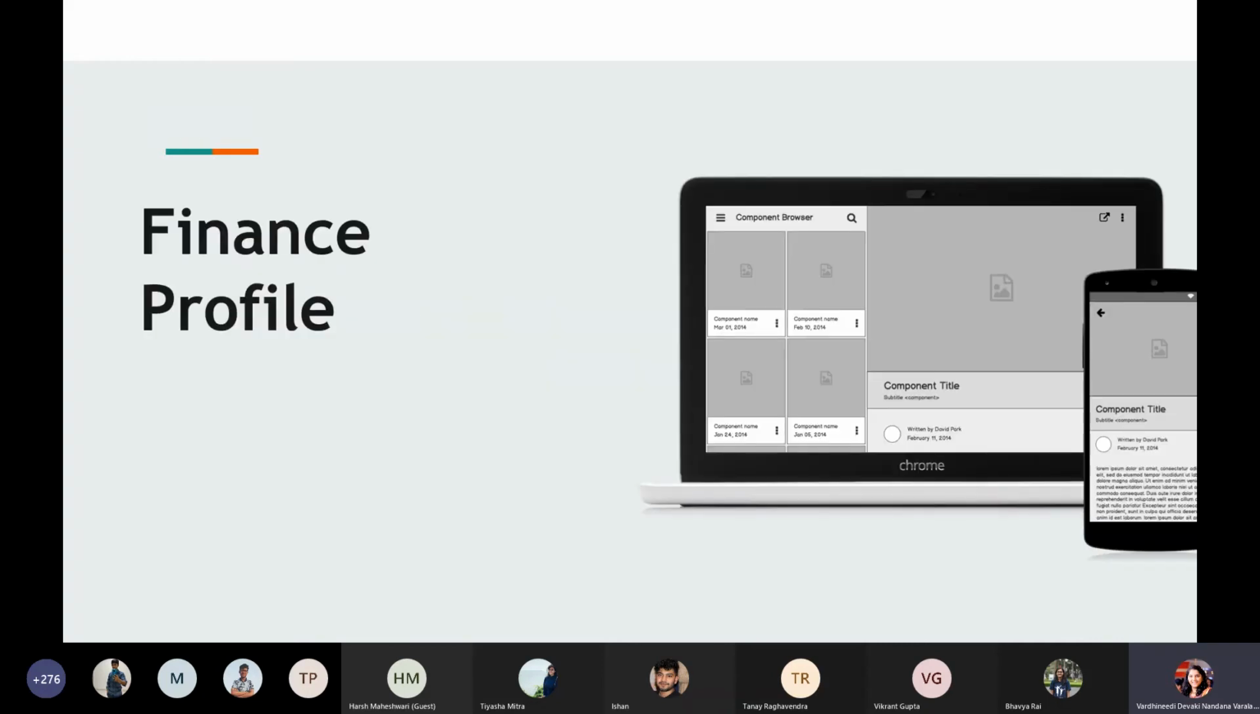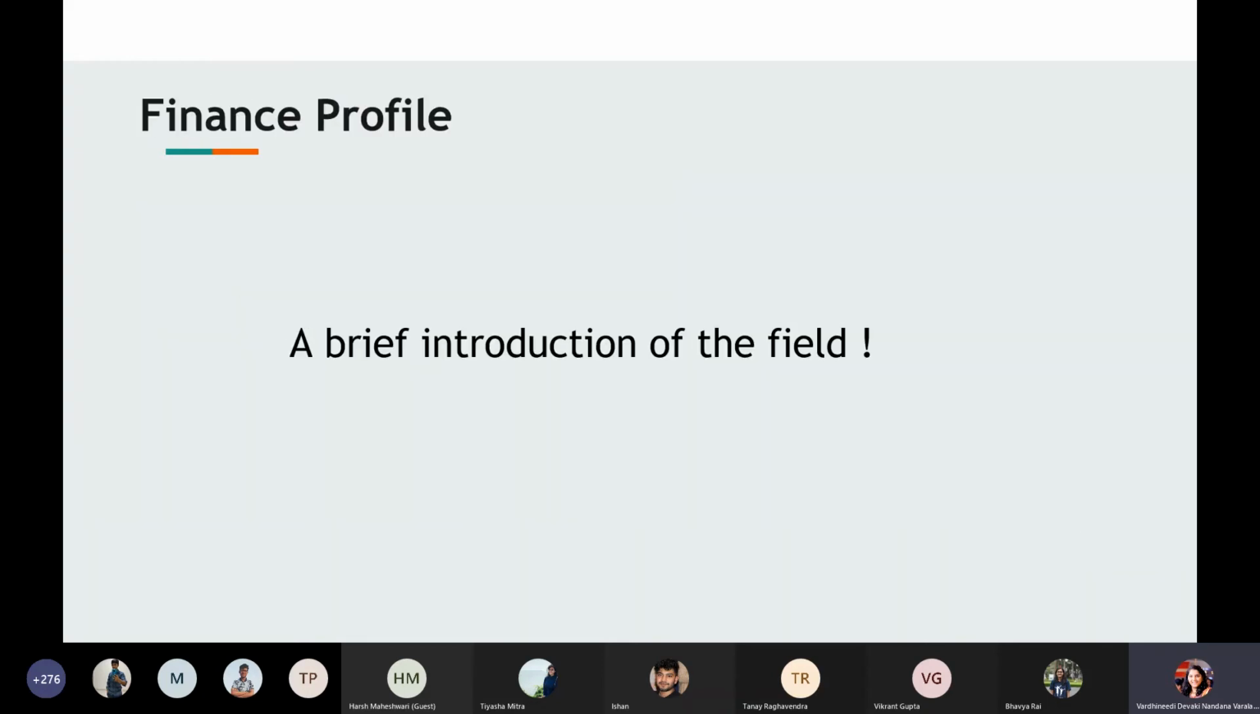So moving to the finance profile. So Vikrant, starting with a brief introduction of the field. So Vikrant, over to you.